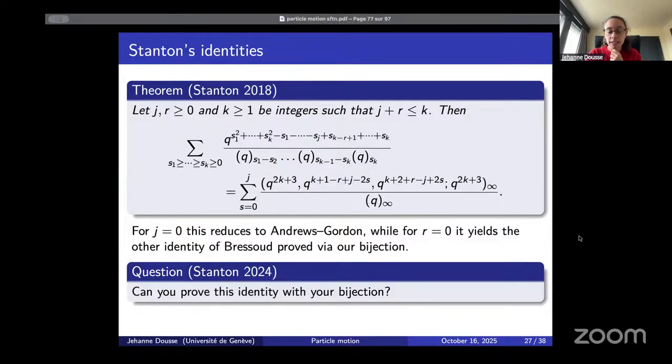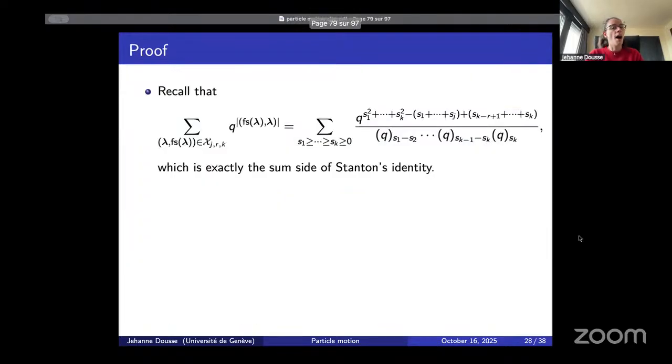And Stanton asked us that actually last year. And we showed with Frédéric Jouet and Jihyuk Jang that actually we can. And the idea you will see is relatively similar. It's just that you consider yet another subset of A_k and P_k. So it's on purpose that I defined this set X_{j,r,k} a bit more generally than just for Andrews-Gordon, because if we do it for general j, what we get, again using the same lemma as before, is this generating function, which is exactly the sum side of Stanton's identity.